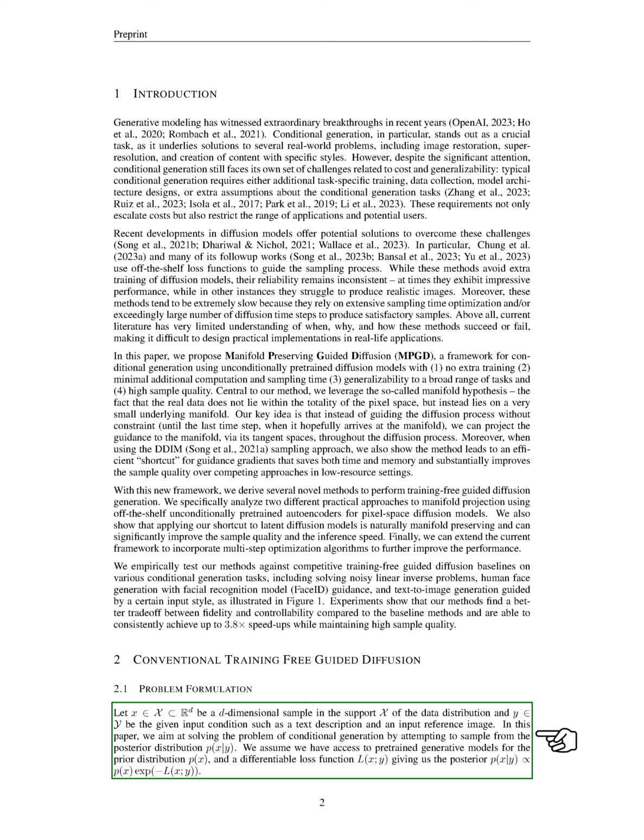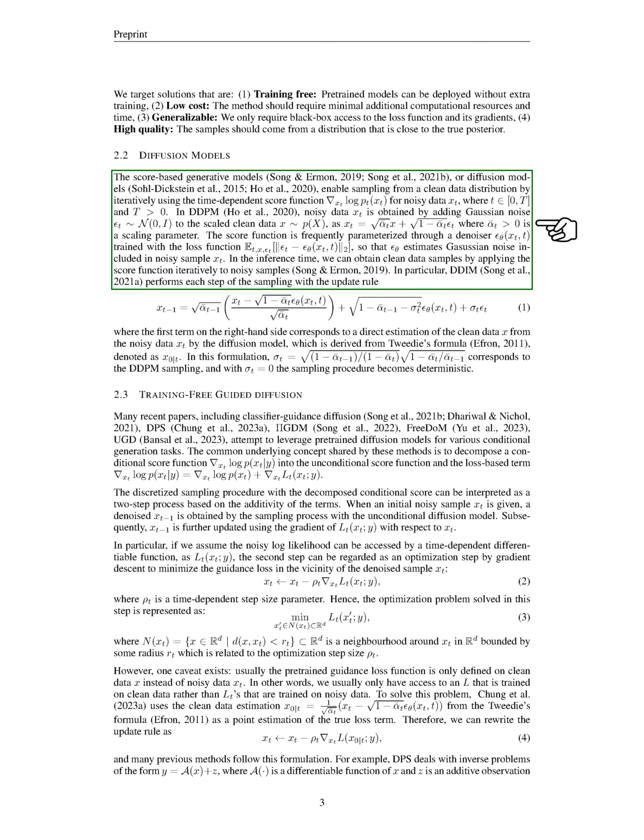We're trying to solve the problem of conditional generation by sampling from the posterior distribution, given a certain condition like a text description or an input reference image. We're using pre-trained generative models for the prior distribution and a differentiable loss function to get the posterior. Our goal is to find solutions that don't require extra training, are low cost, can be generalized, and produce high-quality samples.